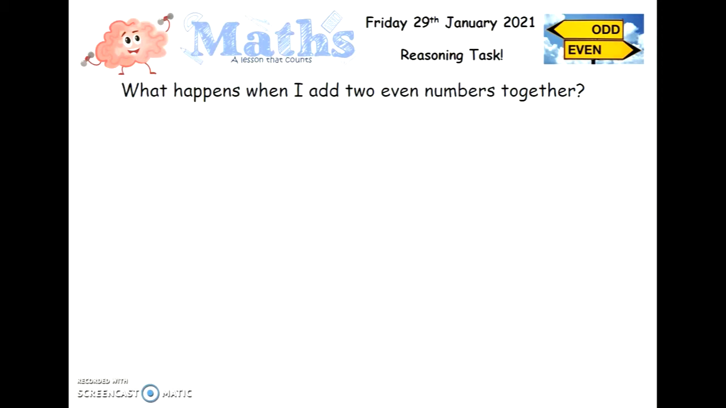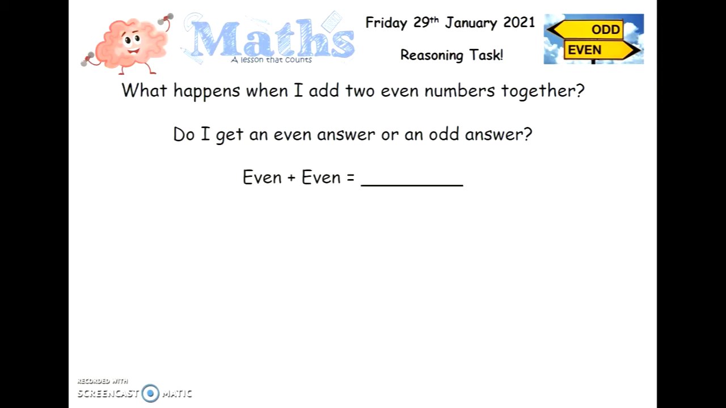I want to know what happens when I add 2 even numbers together. Have a think about it. So I'm thinking, do I get an even answer or do I get an odd answer? So even plus even, will it be odd? Will it be even? Will it always be the same? Well, we need to do a bit of exploring.